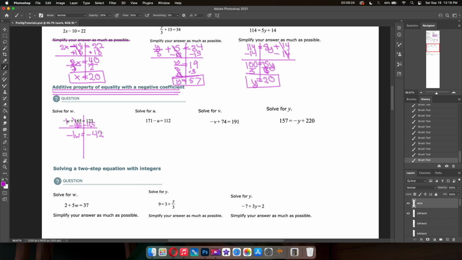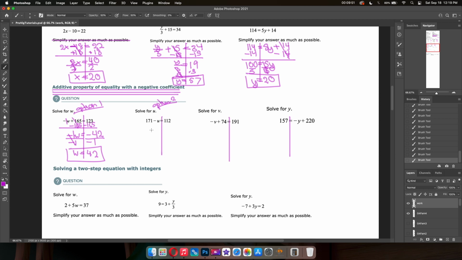That leaves me with -1w equals -42, I think. Yeah, 42. Then that's multiplication. So I'm going to divide by -1, divide by -1, and then w equals 42. That's option 1. Option 2. I just realized I didn't put this on any of them when I was setting this up.